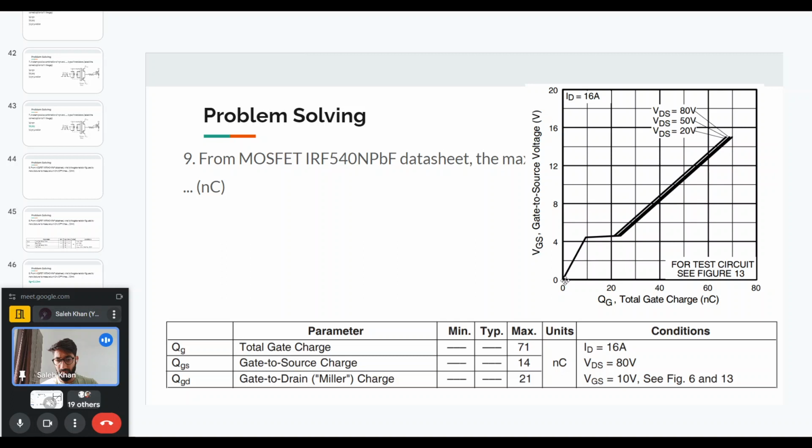And again, there are other charges as well. The first one would be gate to source, and then the Miller charge, and then the rest, which again goes to gate source, but it is not given separately in the data sheet. So the answer to this one is just 71 nanocoulombs. Make sure you take into account the unit that is given in the question. You only have to provide the numerical value in that unit.